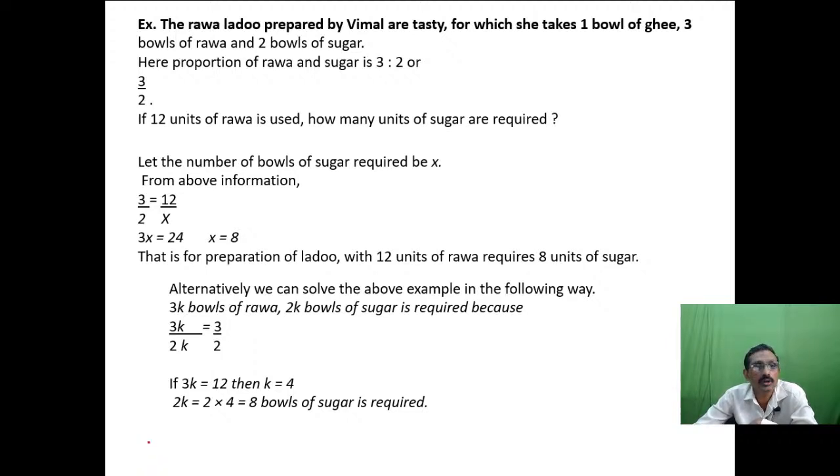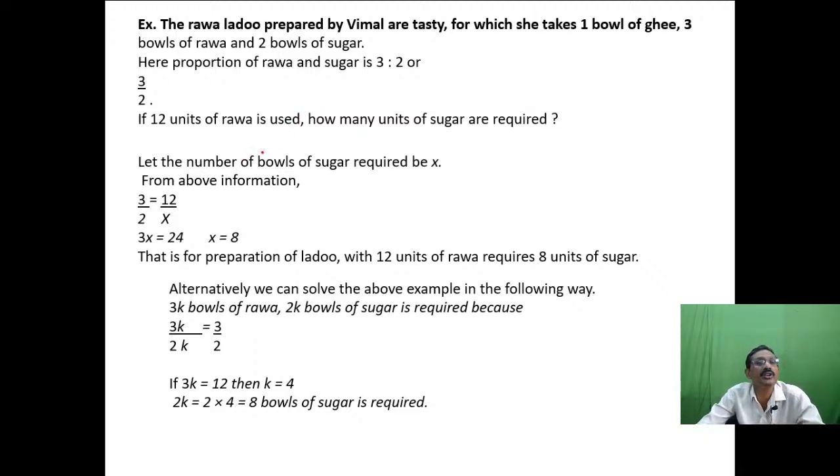The Rava Laddu prepared by Vimal are tasty, for which she takes 1 bowl of ghee, 3 bowls of rava and 2 bowls of sugar. Here if you see, the proportion of rava and sugar is 3:2. The contents which are given to us are ghee, rava and sugar. Here we are taking the proportion of rava and sugar as 3:2 or 3/2.